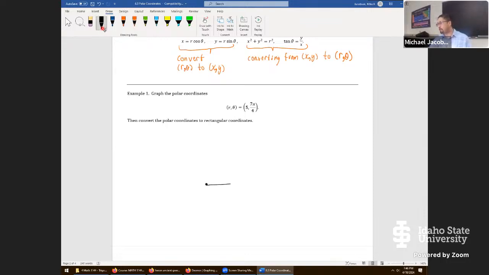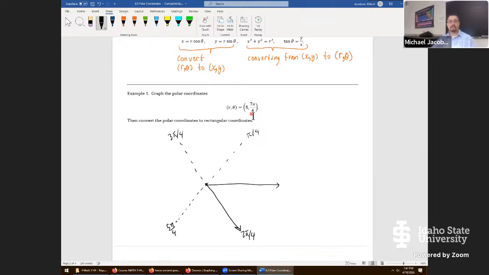To graph that, I'd start with the polar axis. There it is. Next, plot 7 pi over 4. We can fall back to our unit circle diagram. This is pi over 4, dashed line because it's not what we want. 3 pi over 4. 5 pi over 4. And this one is the one we want to be on, 7 pi over 4 here.